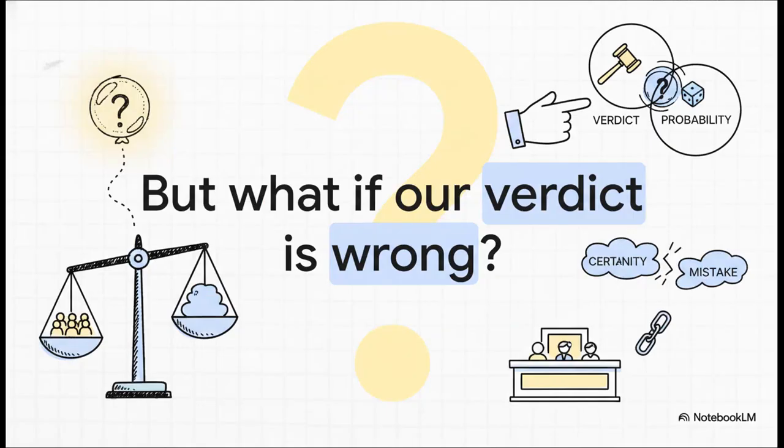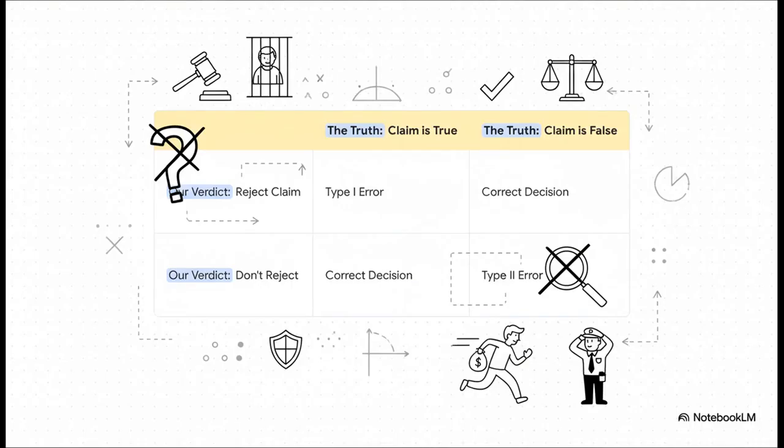But hold on a second. Remember, our decision was based on a sample of 36 people, not everybody. We're dealing with probabilities here, not certainties. And that means, just like in a real-world courtroom, there's always a chance the jury got it wrong. And there are two very specific ways we can be wrong. A type 1 error is when we reject the claim, but it was actually true. That's like convicting an innocent person. On the flip side, a type 2 error is when we don't reject the claim, but it was actually false. That's like letting a guilty person walk free. Knowing these risks is a huge part of being a responsible data detective.